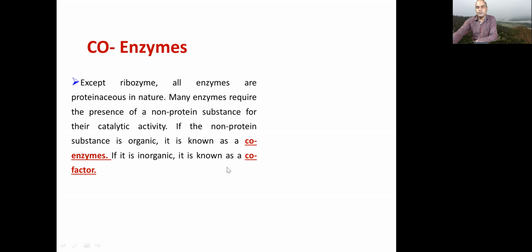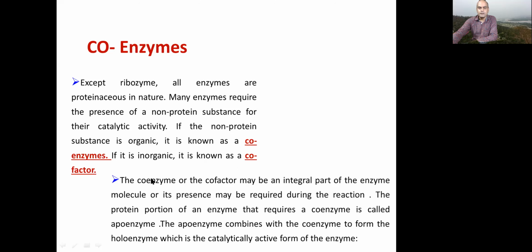Okay, so the enzyme is proteinaceous in nature. For the enzyme to complete its action, it requires a non-protein substance, and if that non-protein substance is organic in nature, then it is said to be coenzyme. If it is inorganic in nature, it is said to be cofactor. This coenzyme or cofactor may be an integral part of the enzyme molecule, or its presence may be required during the reaction. The protein portion of an enzyme that requires a coenzyme is called apoenzyme. The apoenzyme combines with the coenzyme to form the holoenzyme, which is the catalytically active form of the enzyme.